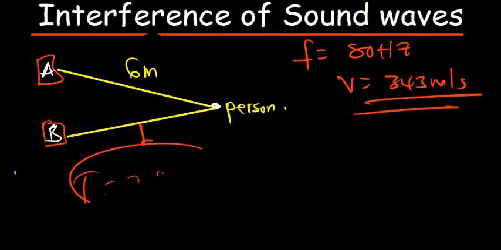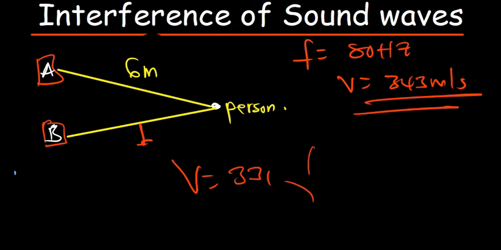But if they are going to mention the temperature, then you have to use this formula to find the velocity: the temperature in Kelvin divided by 273. So if you have been given the temperature in degrees, you have to convert that. You say the degrees plus 273.